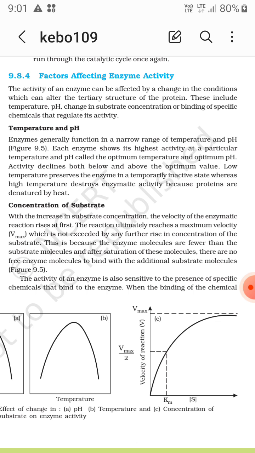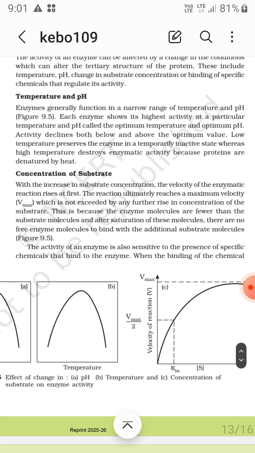Low temperature preserves the enzymes in a temporarily inactive state, whereas high temperature destroys enzymatic activity because proteins are denatured by heat. So this is it for temperature and pH.